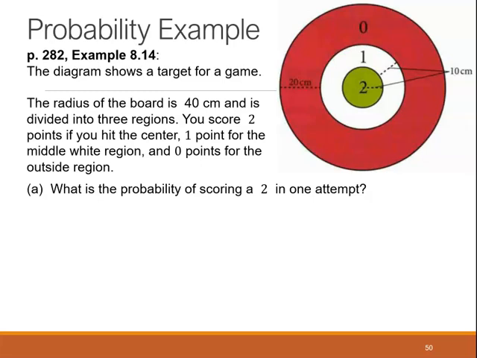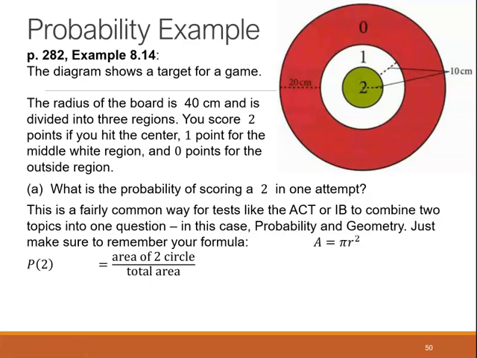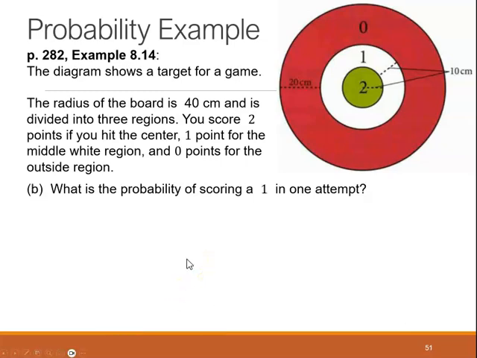Assuming that every throw hits the board, which is fine to do in this case. So pi 10 squared divided by pi 40 squared, or 100 over 1600, or 1 in 16. Everybody okay there? What is the probability of scoring a 1 in one attempt? How do we calculate the area for the white ring here?